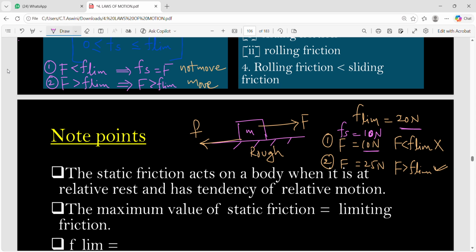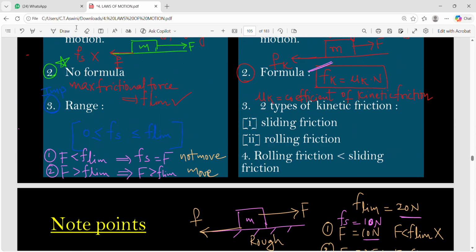Got my point? Static friction doesn't have any formula, but how are we going to find out its value? By remembering these conditions. And this is very important. If you have understood, then fine. If not, see this 5 minutes topic again.